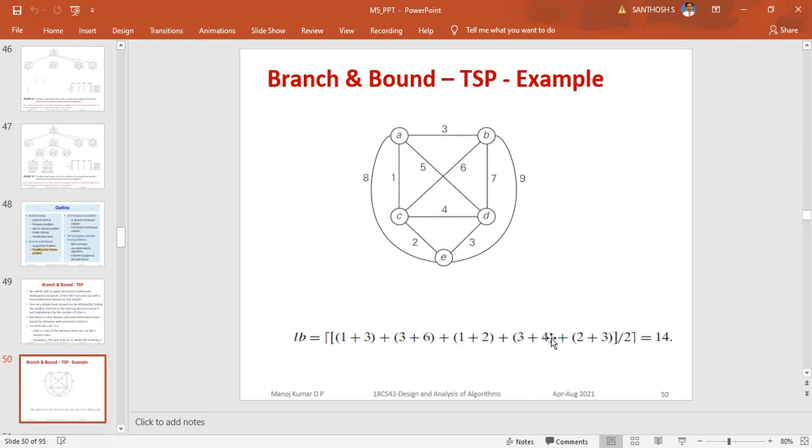Next come to D. For D you have the distances 5, 2, 7, 3, 4, 5 and 7. In that, which are the two nearby ones you are having?